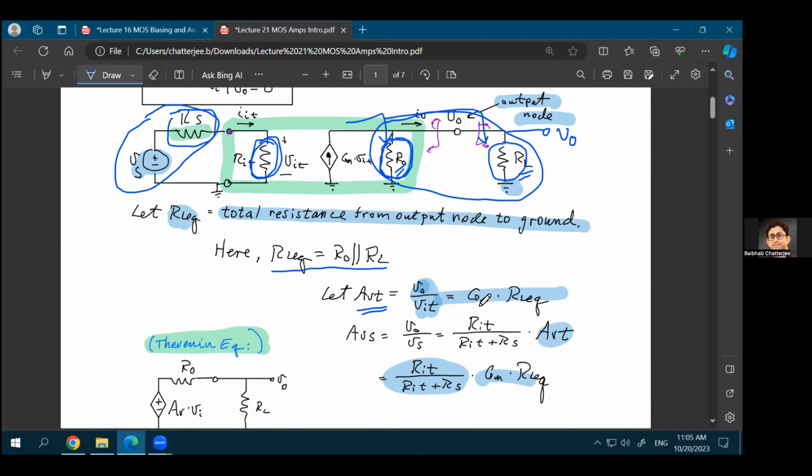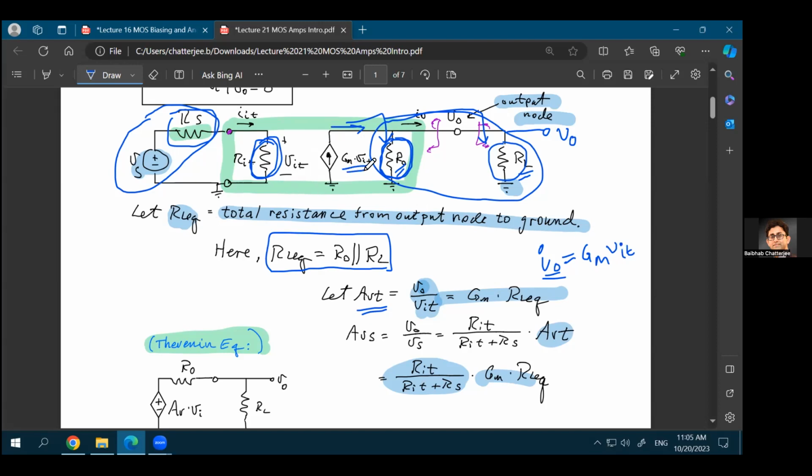Now you know that gain will be GM times R equivalent. Again, why? This is something we have proved before, that the current at the output, I out, is GM times the voltage at the input, and voltage at the input is VIT in this case. What would be the voltage at the output? Voltage at the output would be this current at the output multiplied with the effective output resistance, and effective output resistance in this case is RO in parallel with RL. So the current that comes out, IO, is equal to GM times VIT.